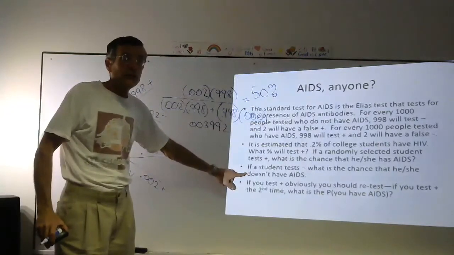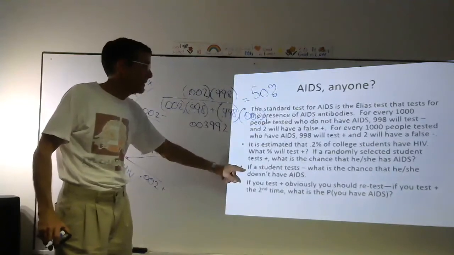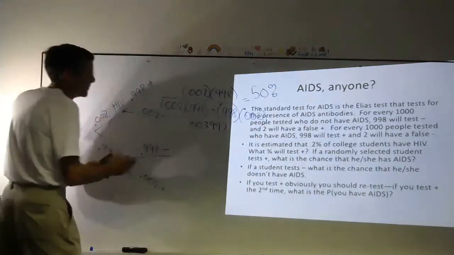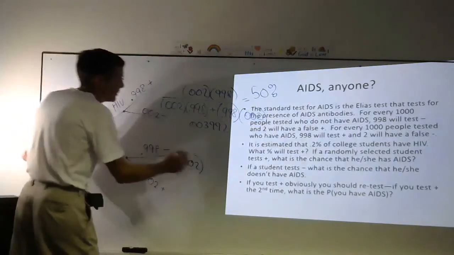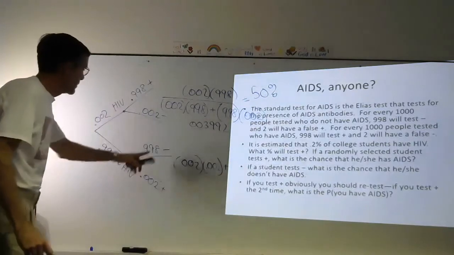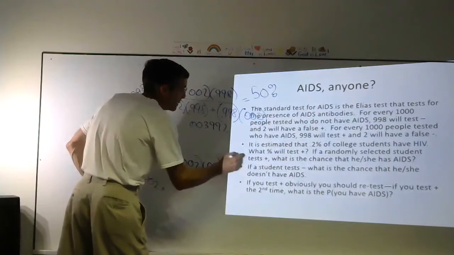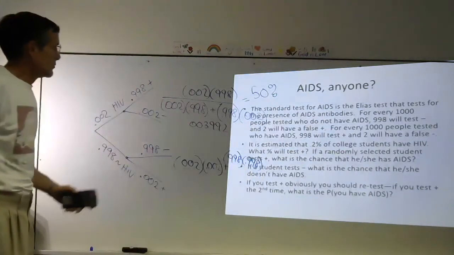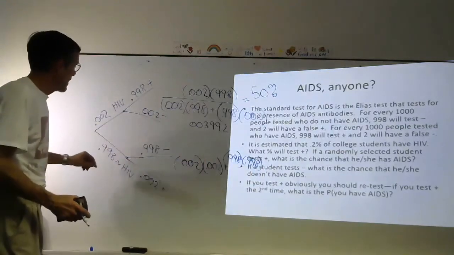But if it's 50-50, you're in trouble. Okay, you could potentially have it. We better check this out. If a student tests negative, how can you test negative? This branch, 0.002 times 0.002, plus down here, testing negative, is 0.998 times 0.998. Okay? So if you test negative, what is the chance that he or she does not have AIDS?